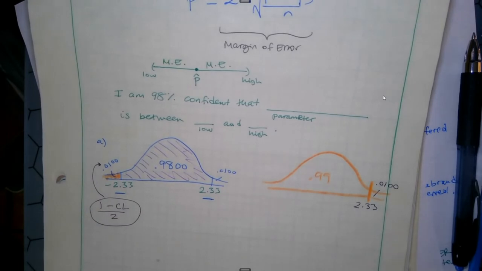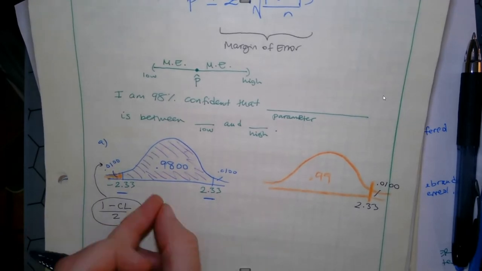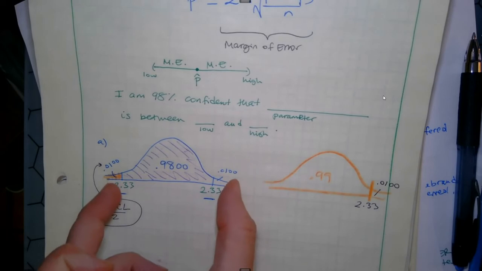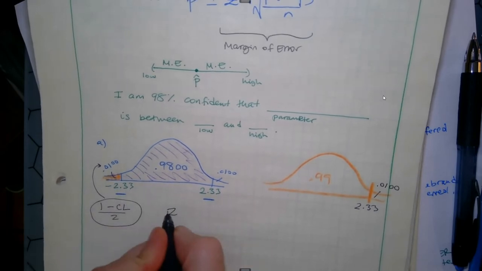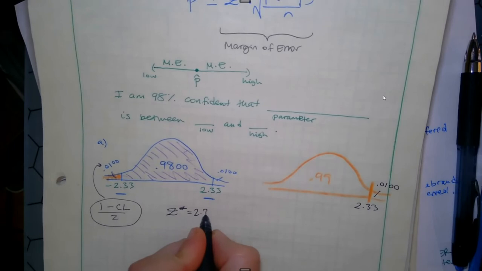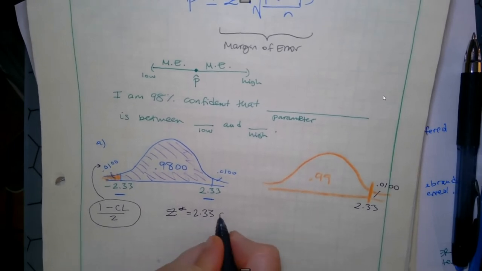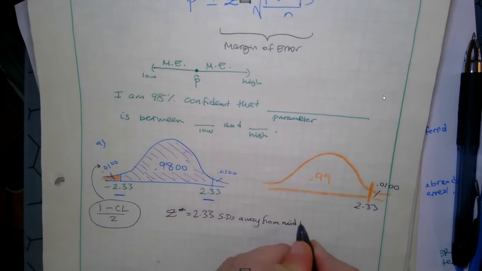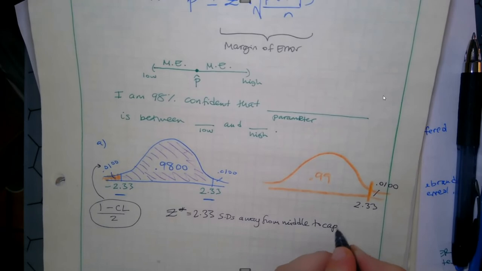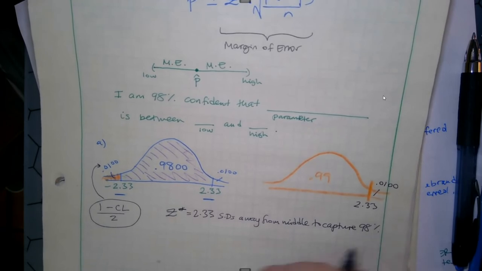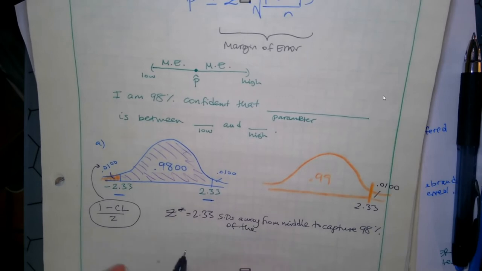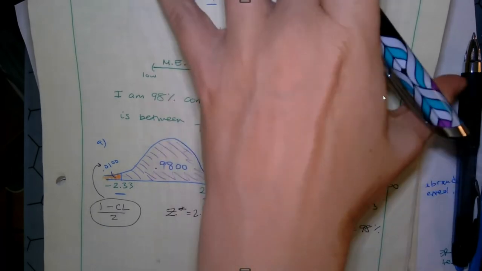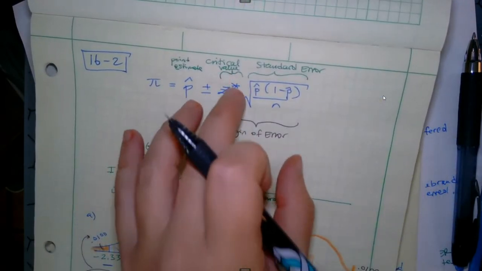Cool. So what have I found out? I have found out that my critical value, the number of standard deviations I have to go away from where I'm starting to get 98% of my possible data values is 2.33. So critical value Z star, 2.33. I need to go 2.33 standard deviations away from the middle to capture 98% of the data. So when I'm 98% confident, I'm going 2.33 standard deviations away. So I would be replacing this Z star here with a 2.33.